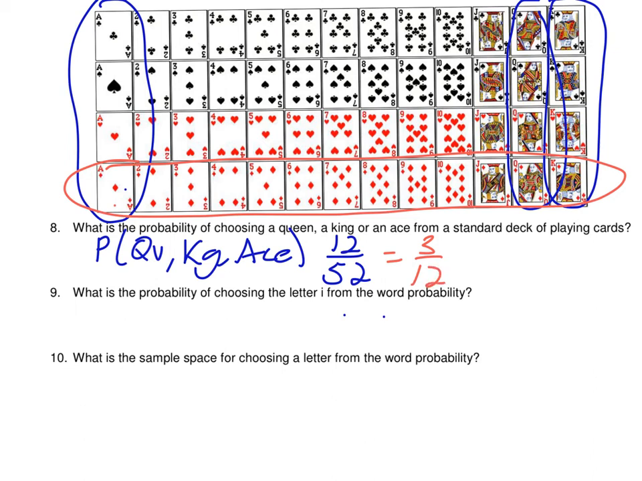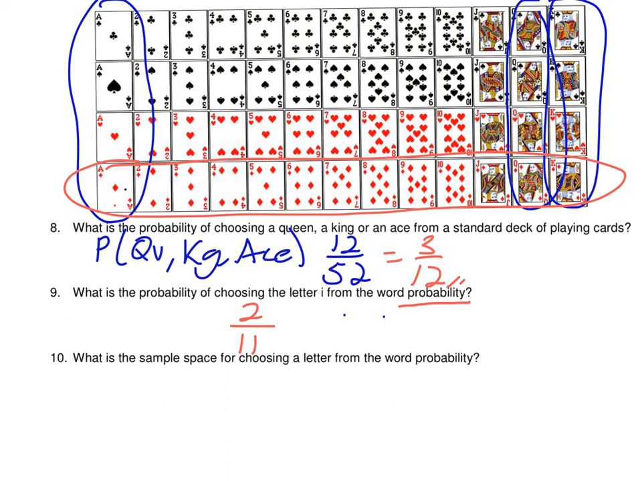Number 9, probability of choosing a letter from the word probability. Well, how many letters are in the word probability? And you choose 11. How many are I's? You got 2 I's. That's 2 11ths.